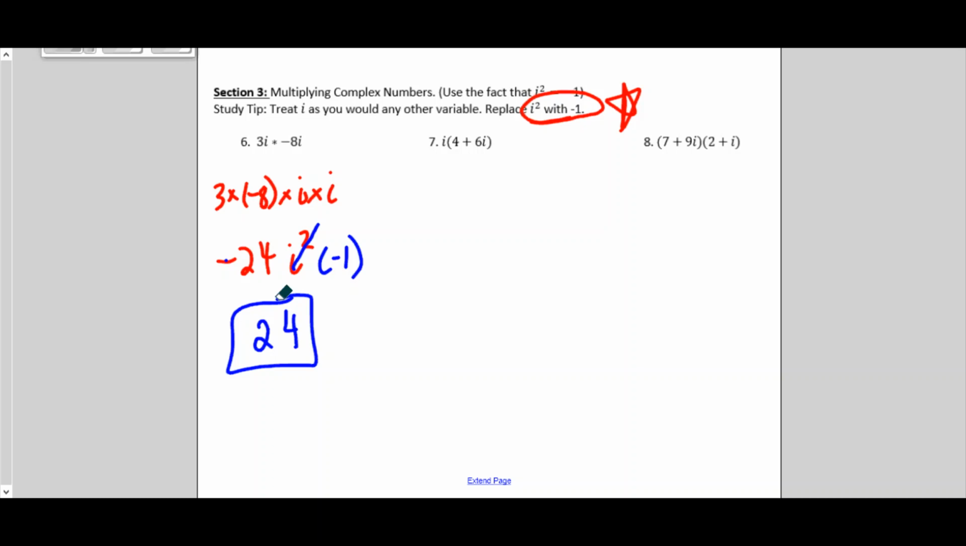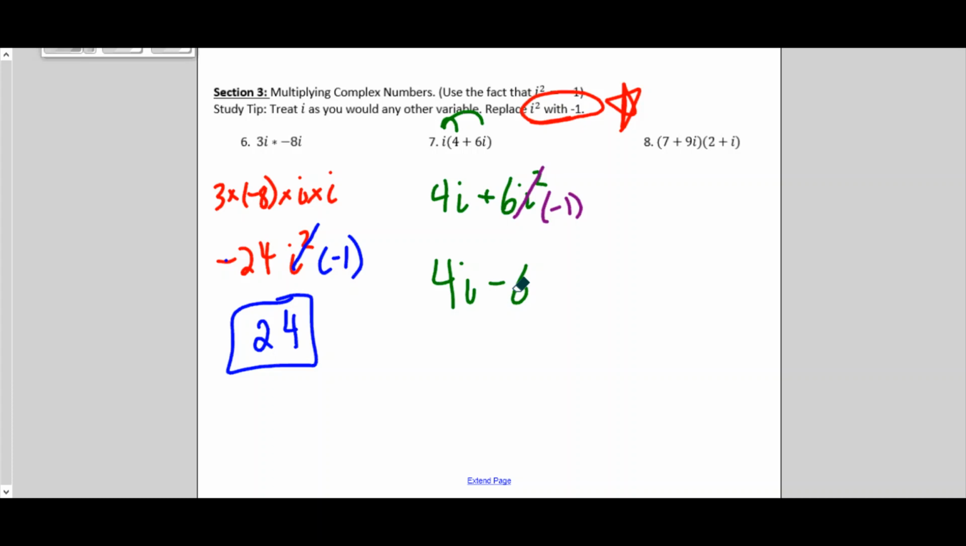Example 7. i times 4 plus 6i. So distribute the i. i times 4 is 4i. And i times 6i is 6i squared, because i times i is i squared. Notice I have i squared, so I'm going to replace that with negative 1. So this would be 4i plus 6 times negative 1. Well, 6 times negative 1 is negative 6.